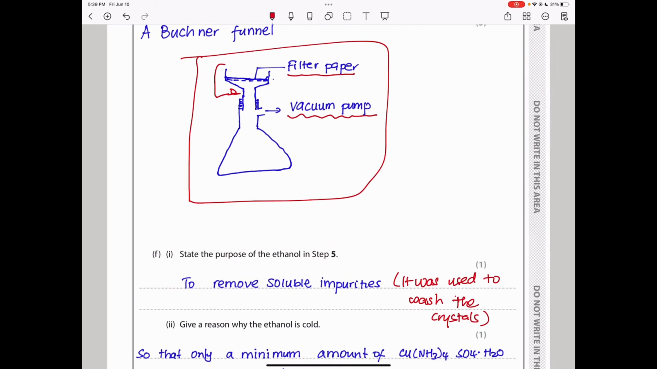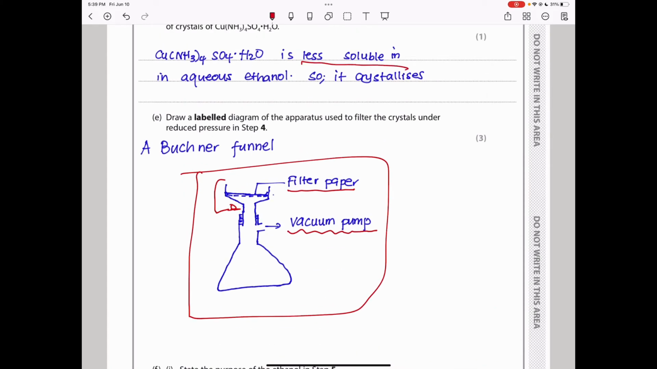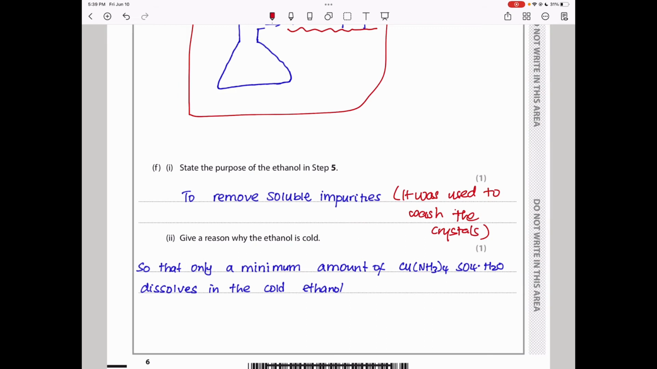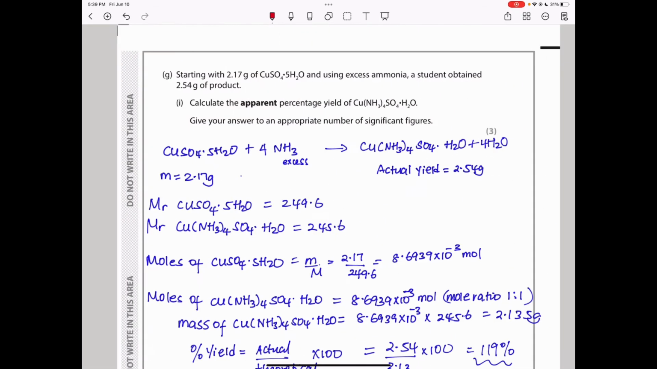Again, we have already said the sample can dissolve in ethanol, but of course it has low solubility. If you use a higher volume, there is a chance that it's going to dissolve more and more, and we do not want to lose the sample we have just prepared.